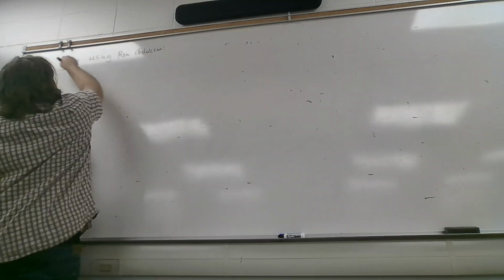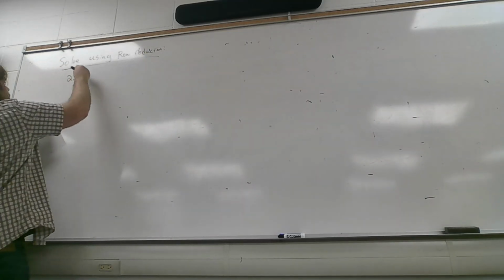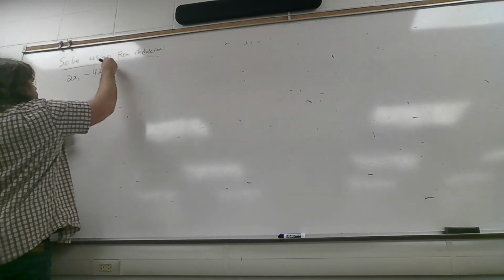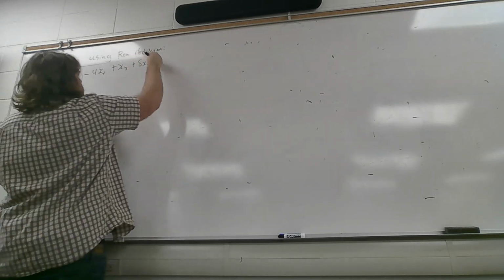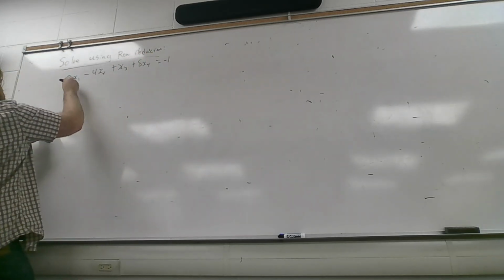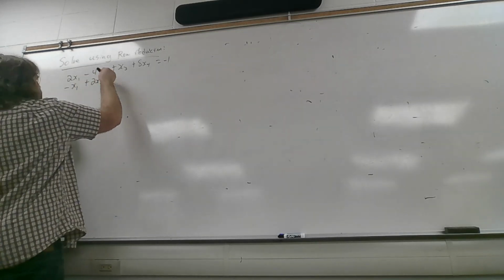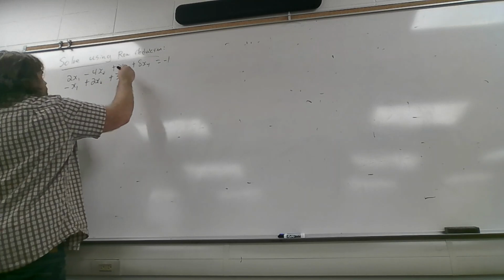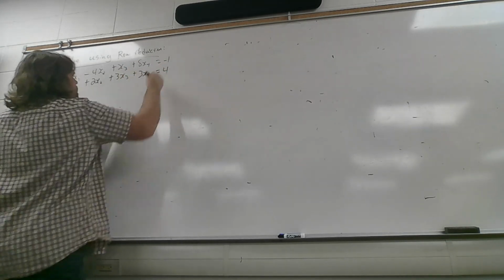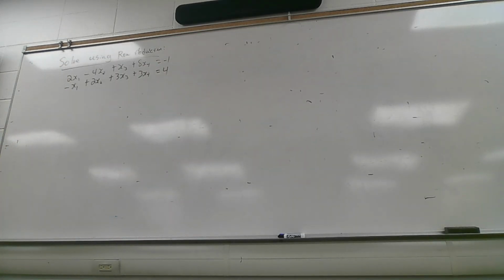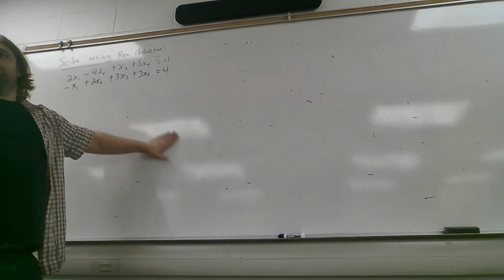So solve using row reduction. 2x1 plus x3 plus 8x4 equals minus 1, plus 2x2 plus 3x3 plus 3x4. All right, so it's another system of equations. So how do we do it? It doesn't matter. It's the same every time.